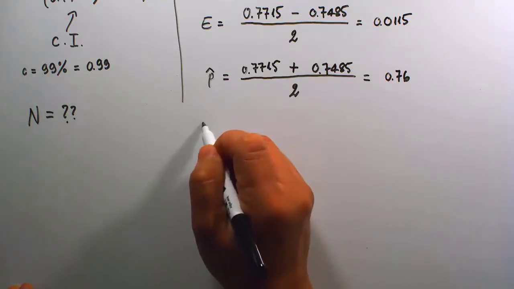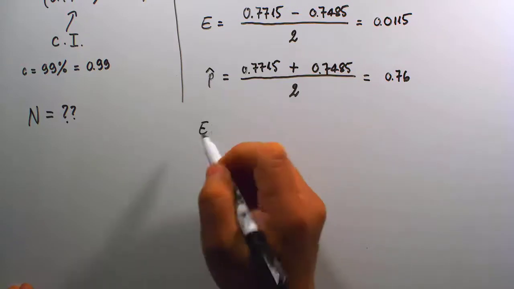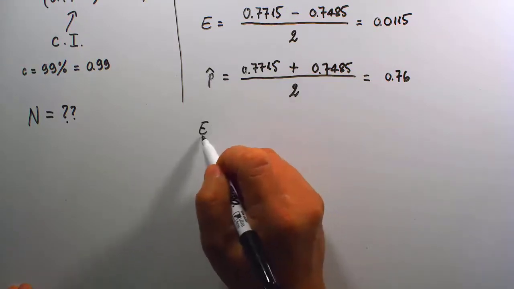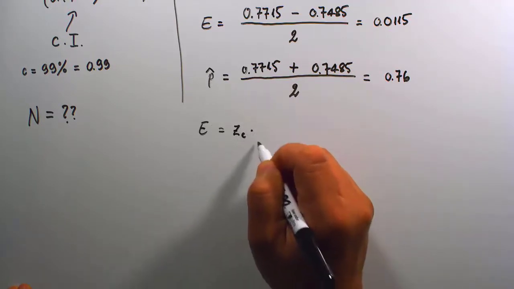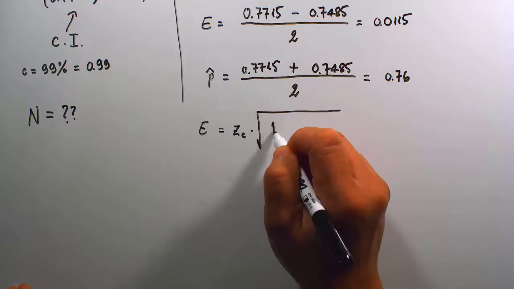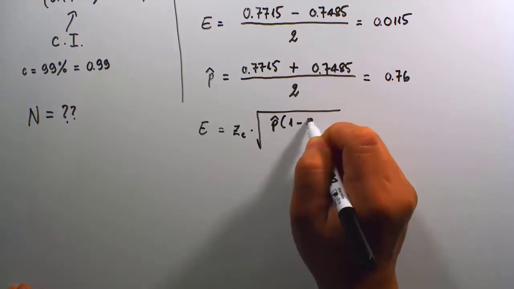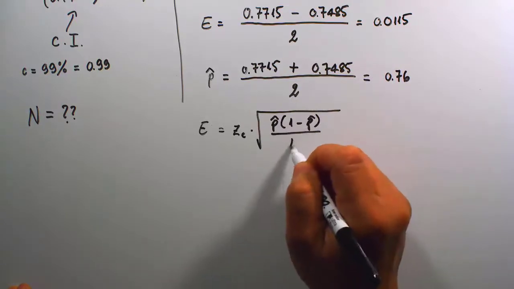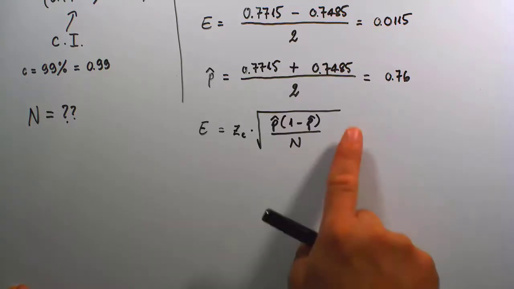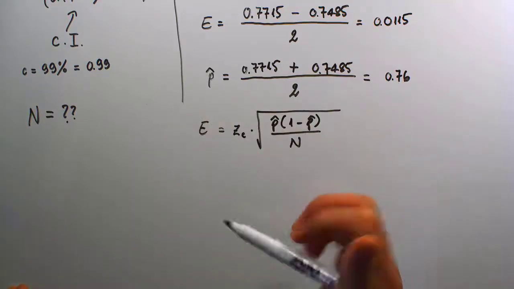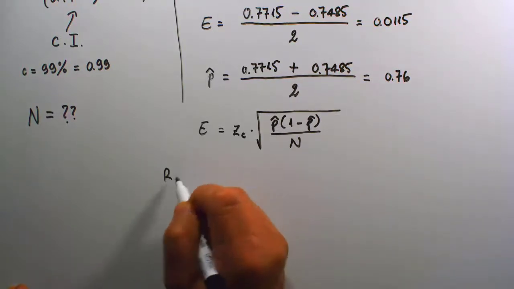And so now, one more time, I'm asking anyone who is viewing this video to look back at our formal formula to find margin of error. So margin of error, E, equals z sub c multiplied with a square root expression. And inside the square root, we have p hat times 1 minus p hat divided by the sample size. And so now if we look at this formula as an equation, then algebraically we can rearrange. So this same equation can be rearranged.